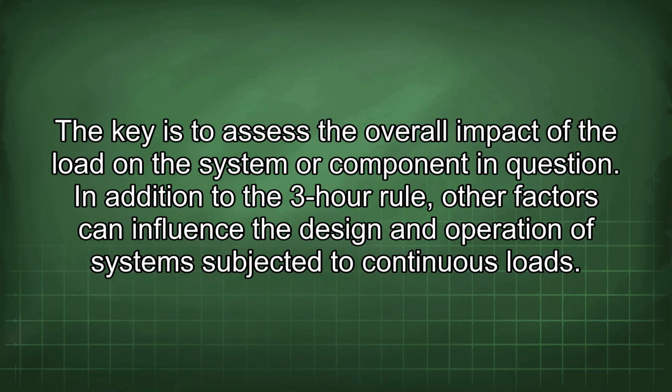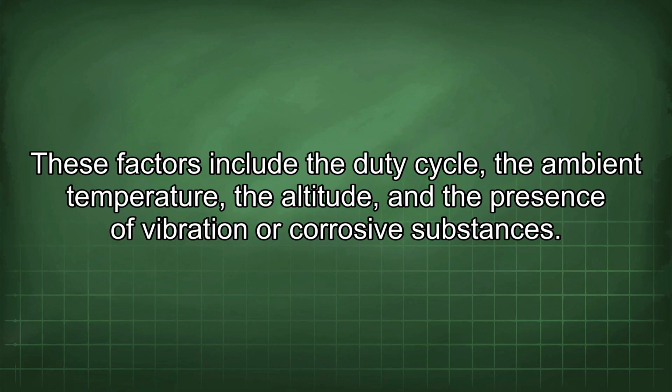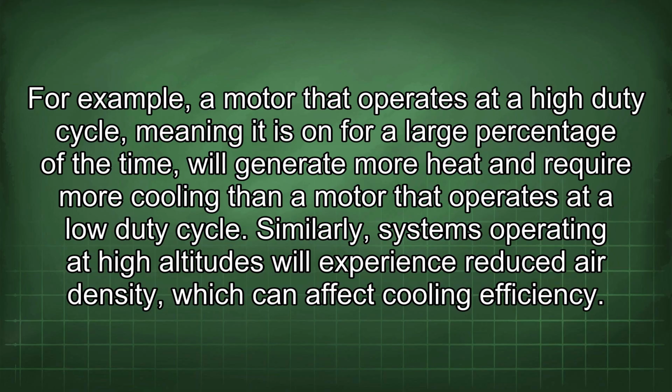In addition to the 3IO rule, other factors can influence the design and operation of systems subjected to continuous loads. These factors include the duty cycle, the ambient temperature, the altitude, and the presence of vibration or corrosive substances. For example, a motor that operates at a high duty cycle, meaning it is on for a large percentage of the time, will generate more heat and require more cooling than a motor that operates at a low duty cycle. Similarly, systems operating at high altitudes will experience reduced air density, which could affect cooling efficiency.